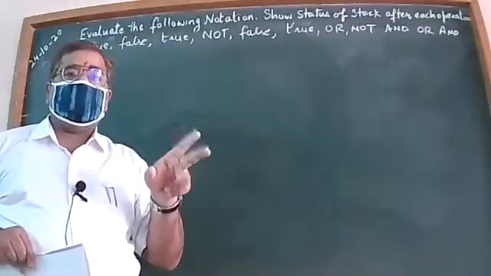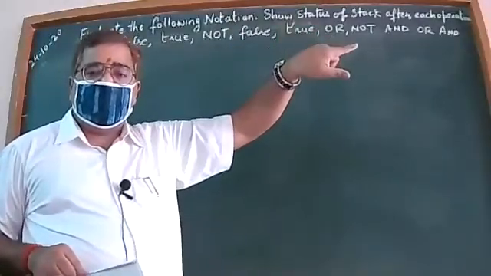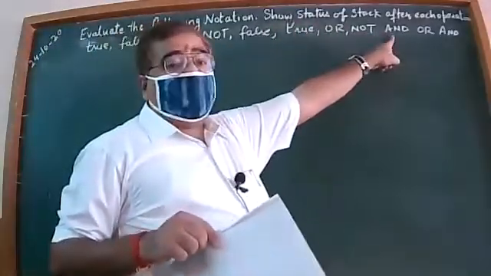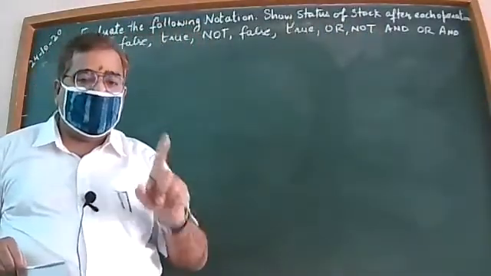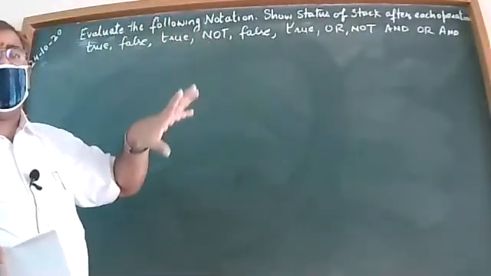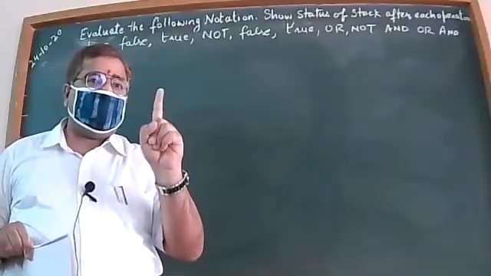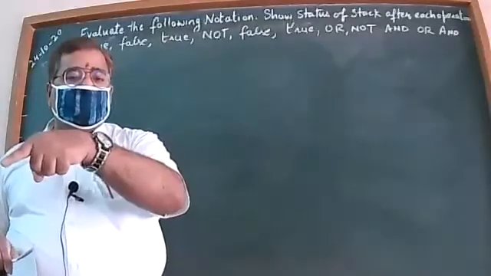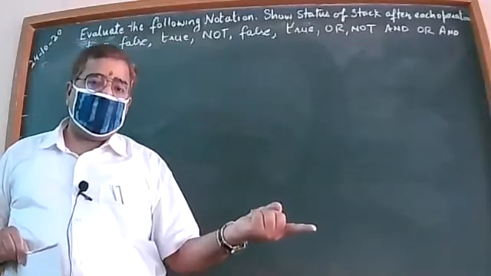Among these three logical operators, OR operator is a binary operator. It performs the addition. AND operator is again binary operator. It performs multiplication. NOT operator is a unary operator. It performs operation on one operand. If value is true, it will convert to false. If value is false, it will convert it to true.